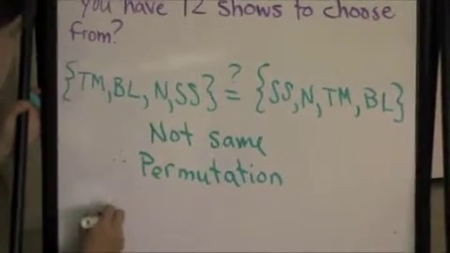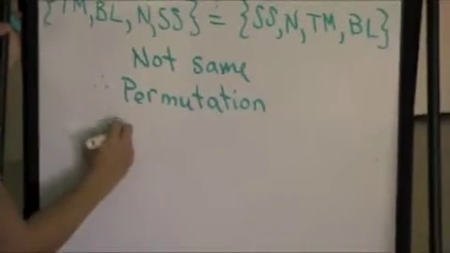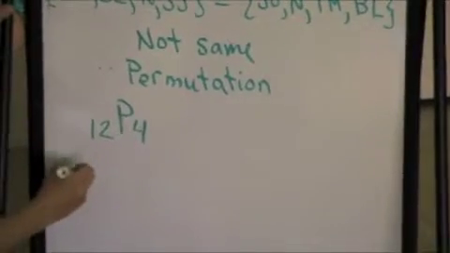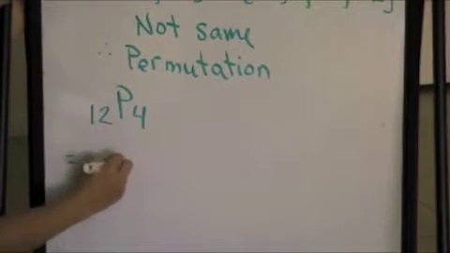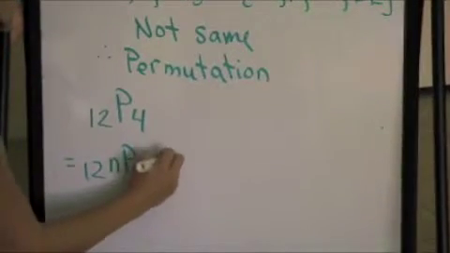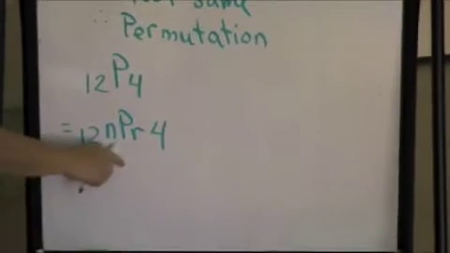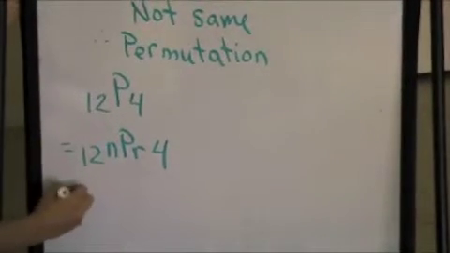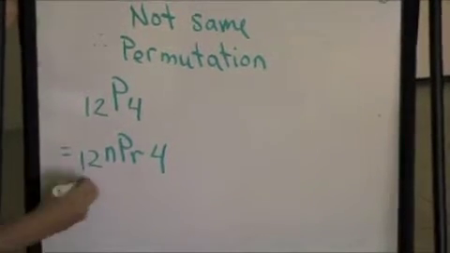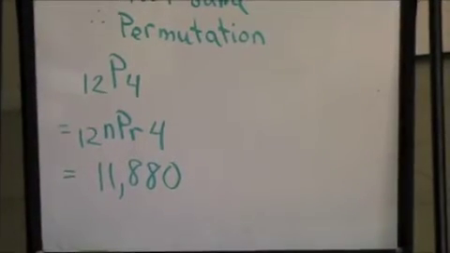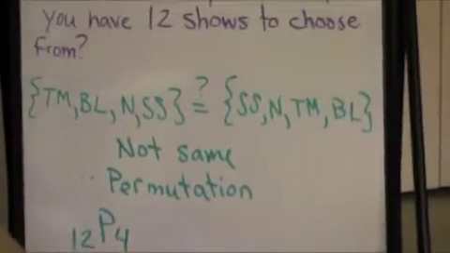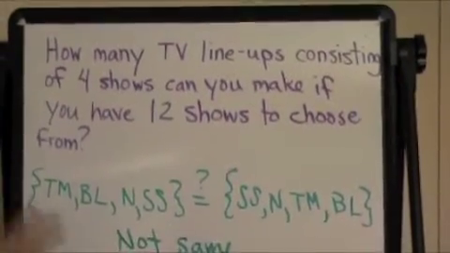So to count the number of ways, we take 12 and we permute 4 shows. And again, your calculator has this button under the math command, 12 NPR 4. And the result, when you plug that in, is 11,880 lineups. So from just 12 shows, you could have 11,880 different lineups.